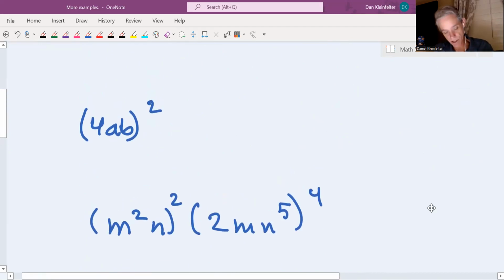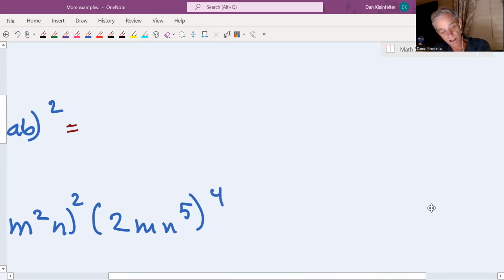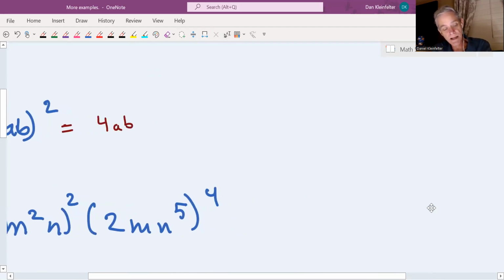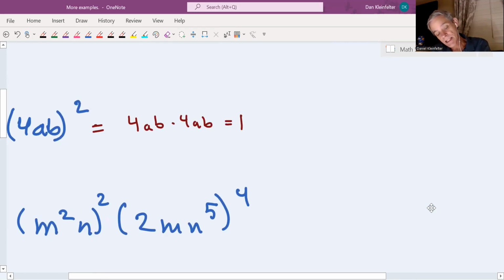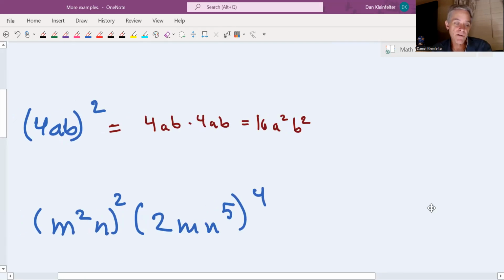Okay, (4ab) squared. Let's do this one the long way just for fun. This will be 4ab times 4ab. That is 16a squared b squared. And that's what you get if you square each of the factors inside.